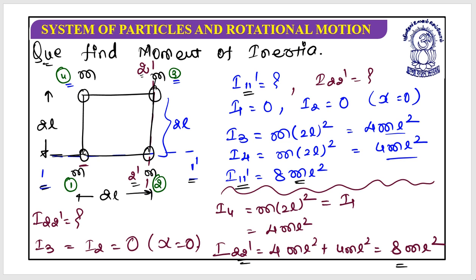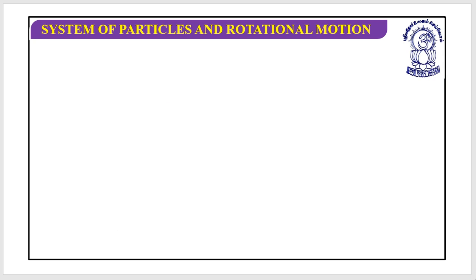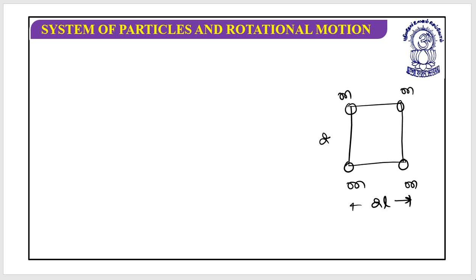I hope this is clear. Do you understand the meaning of this? That it is easy to rotate from I33 dash. So let's continue. This was the situation. M, M, M, M. This was 12. Even this was 12.